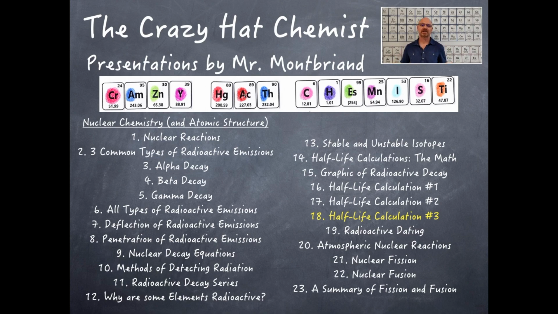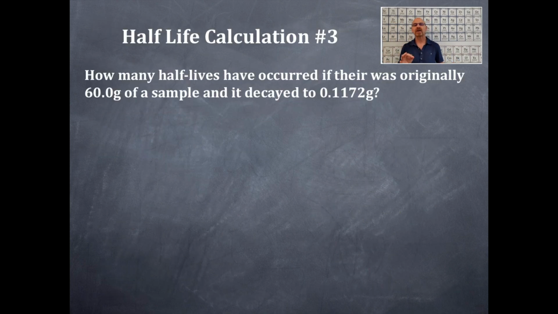Today we're doing the 18th video on nuclear chemistry, so let's get moving. Bam! So, half-life calculation number 3. How many half-lives have occurred if there was originally 60 grams of a sample and it decayed to 0.1172 grams? So, one thing you could do is pull out your knife and slice it in half until you get to that number.